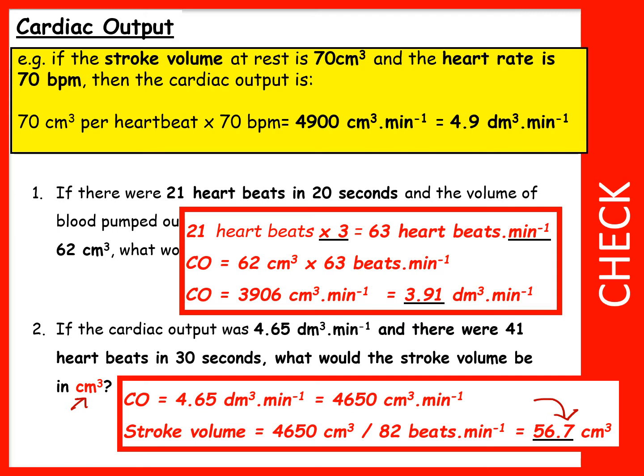Does it want it in decimetre cubed or centimetre cubed? If it's asking for decimetre cubed and you've got an answer in centimetre cubed, you divide by 1,000. If you've got your answer in decimetre cubed but you want centimetre cubed, you times by 1,000.